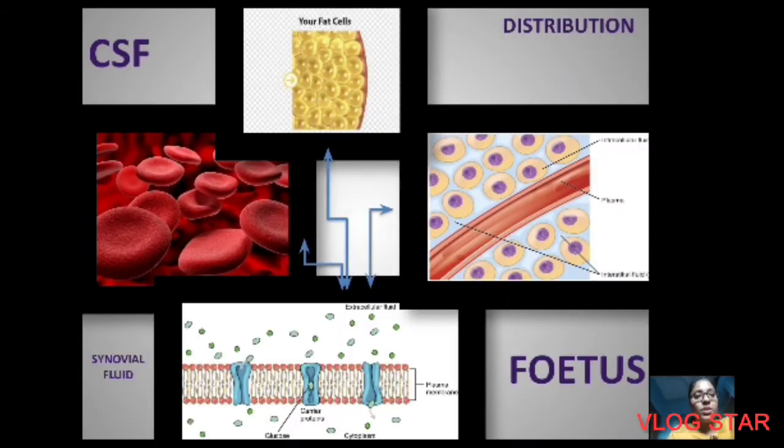So today's session is distribution. We'll be briefly discussing the distribution. There are four major compartments which will be involved in the distribution, which are plasma, fat cells, extracellular fluid, and intracellular fluid. Apart from that, you will be having many other compartments like synovial fluids in the joints, cerebrospinal fluid, and the fetus in pregnancy.